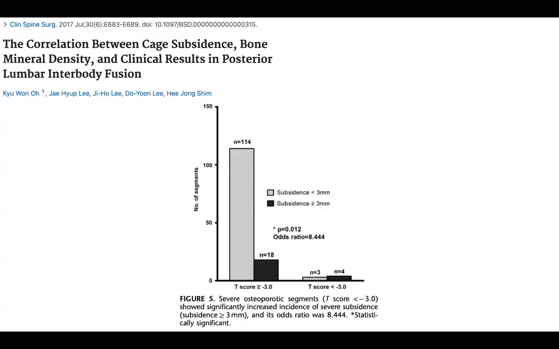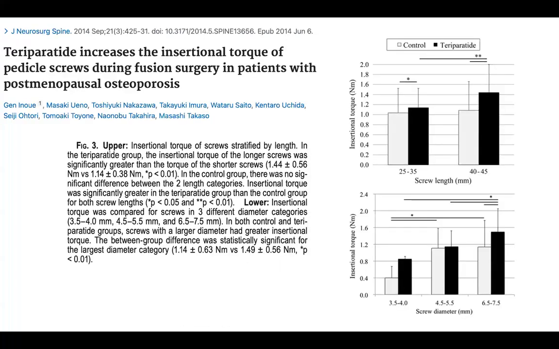For our spine colleagues, I'm not going to leave you guys out. This study showed that poor bone quality was associated with increased cage subsidence. Call me Sherlock, that seems obvious. So this study looked at postmenopausal women with osteoporosis that were undergoing instrumented spinal fusion with or without 1 month of preoperative teriparatide. This significantly increased pedicle screw insertional torque, and this has been shown previously to directly correlate with pull-out strength.